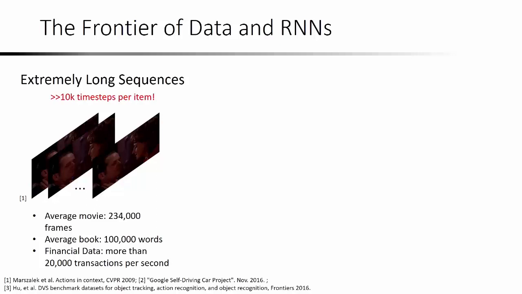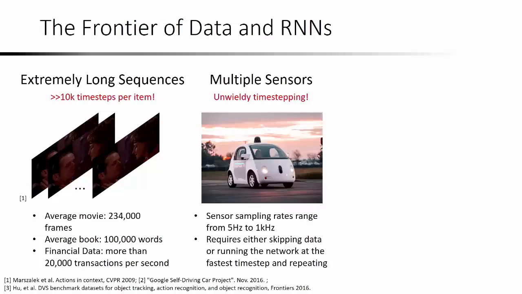Similarly, for a book, you have 100,000 words. Financial data is quite voluminous, so you get 20,000 transactions per second. In general, empirically, I find that under standard conditions, training RNNs that are greater than 10,000 time steps in length have serious difficulties. So we hope that this particular model can help address some of that.